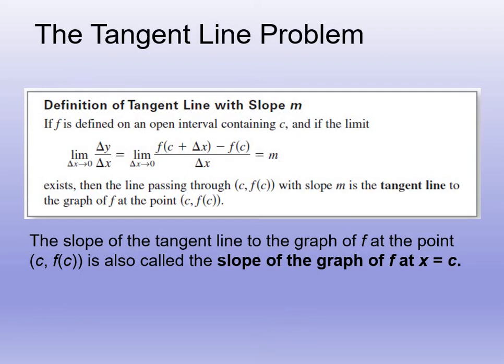This is the definition of the tangent line and how we find the slope. If f is defined on an open interval containing c, and the limit of delta y over delta x as delta x approaches 0, which is the limit of f of c plus delta x minus f of c divided by delta x as delta x approaches 0, is m, the slope, and if that exists, then the line passing through c, f of c with a slope of m is the tangent line to the graph of f at point c, f of c. Otherwise known as slope. So this is calculating slope using the limit method.